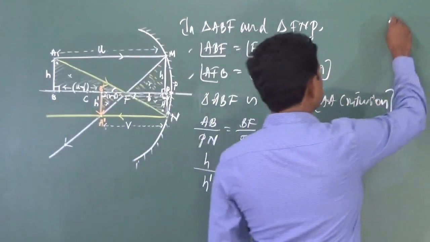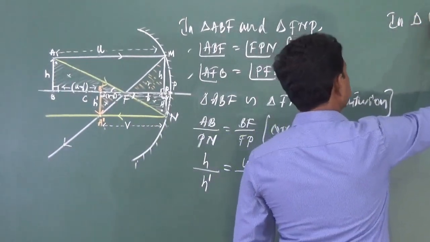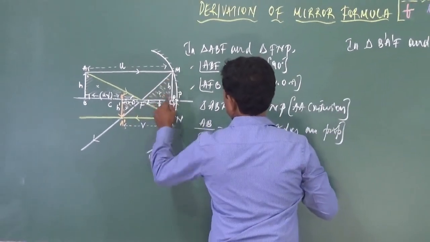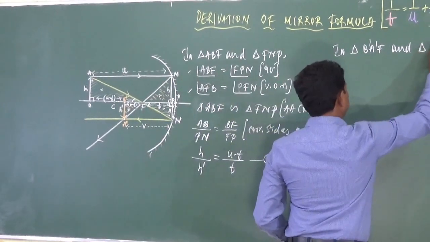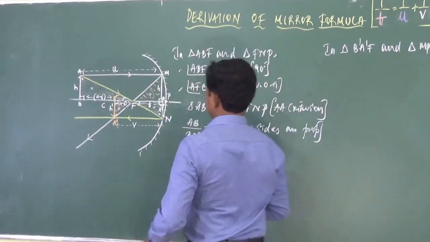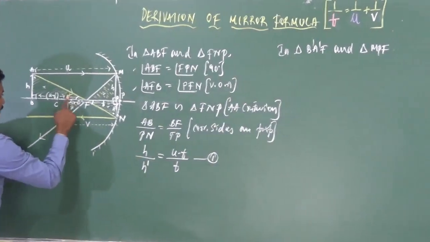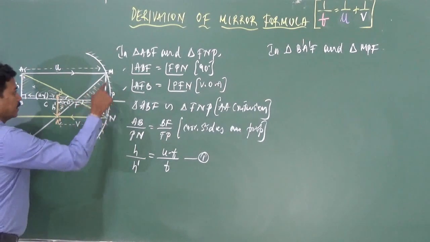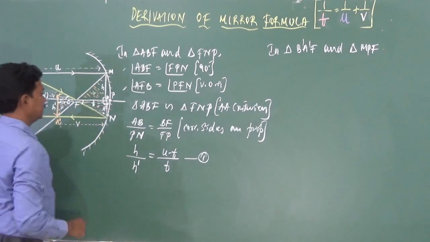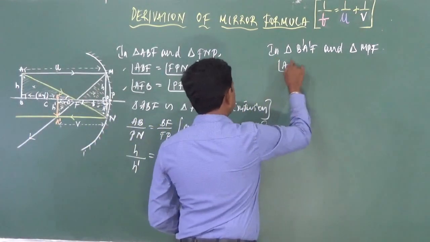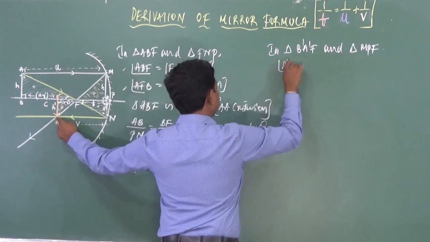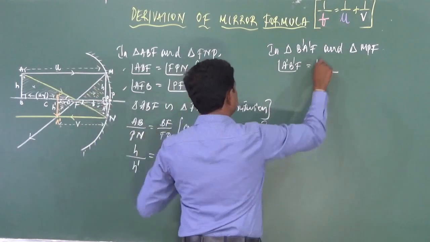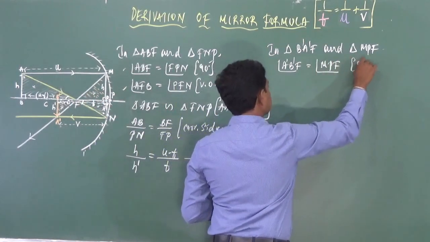We consider triangle B dash A dash F and triangle MPF. Now in triangle A dash B dash F, angle A dash B dash F is 90 degrees, and in this triangle angle MPF is 90 degrees. Therefore angle A dash B dash F is equal to angle MPF, that is 90 degrees.